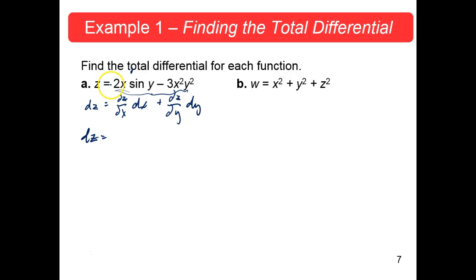First term. A little louder. 2 for sure. 2 what? There is no z up there. No, you're taking the partial with respect to x. No, don't take the partial of that. Treat that as a constant. 2 sine y.